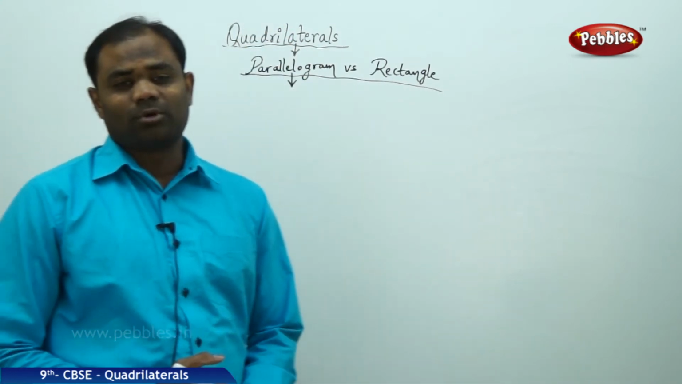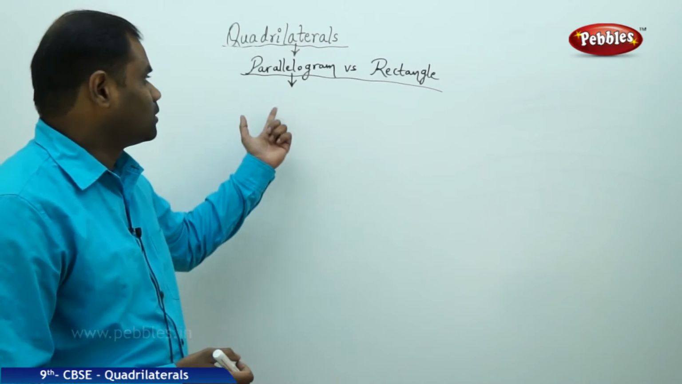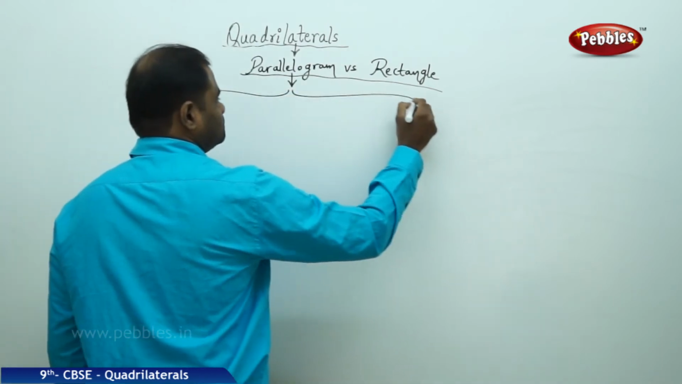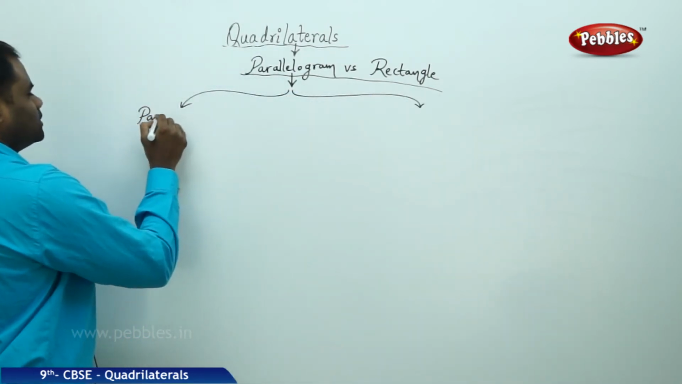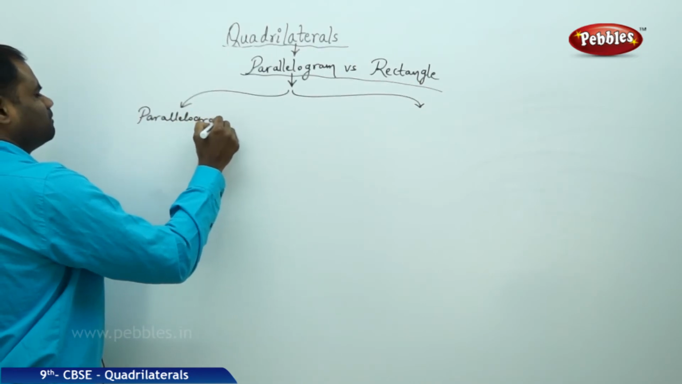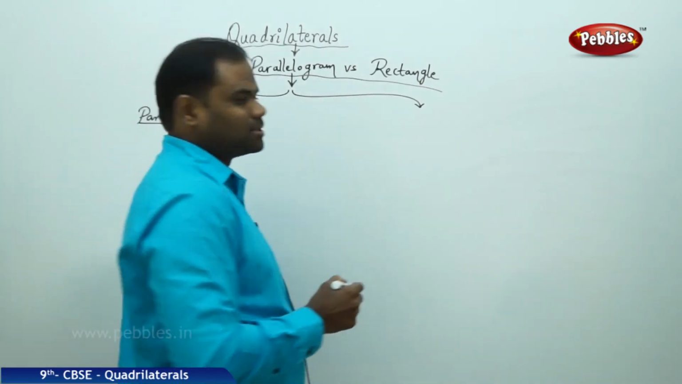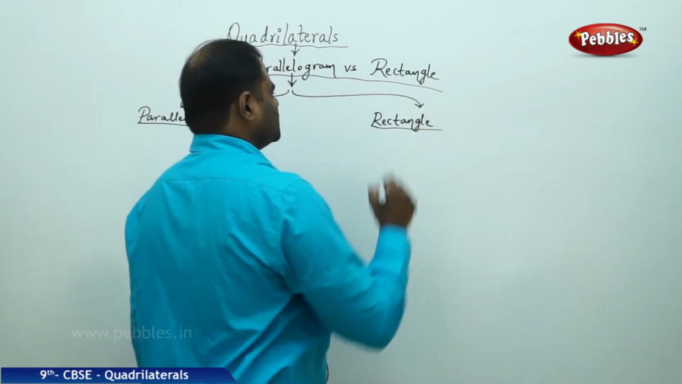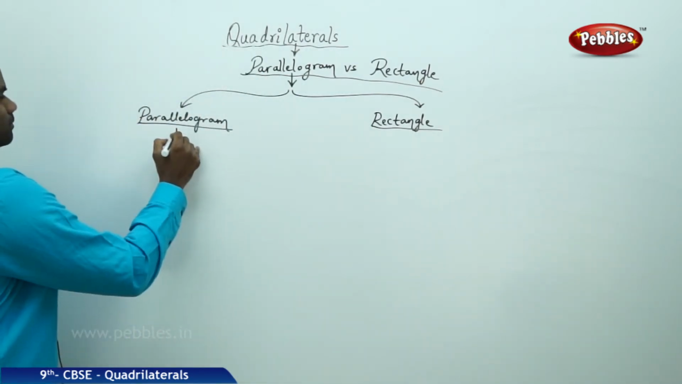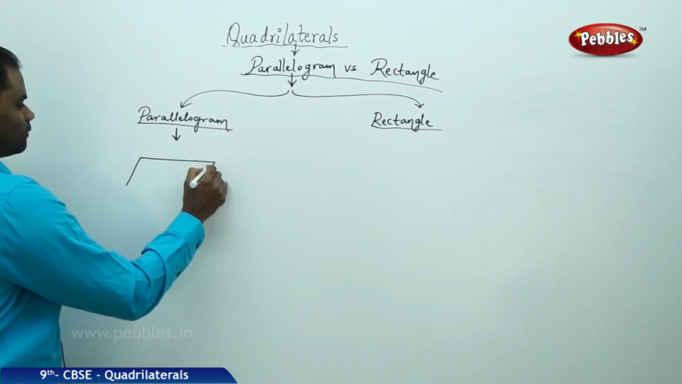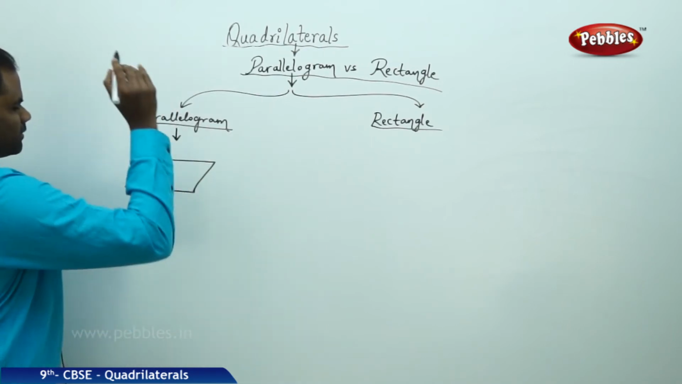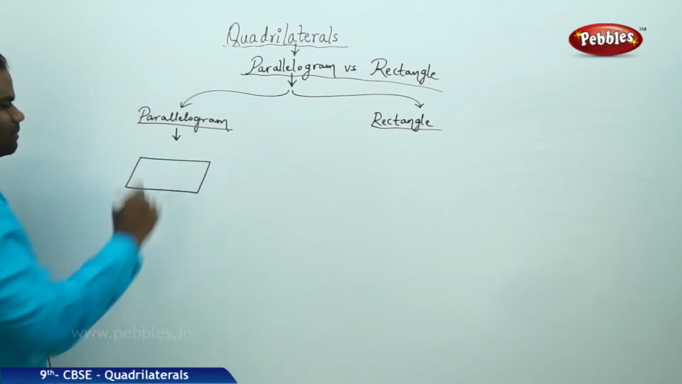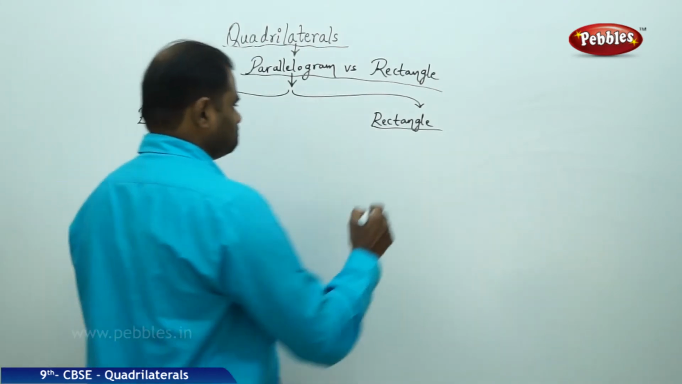So let's see the properties connected between the parallelogram and the rectangle. Here I consider a parallelogram, and in this column I consider a rectangle. Now we know that a parallelogram is in the shape of a sleeping or a slanting rectangle. That is how we understand the parallelogram.